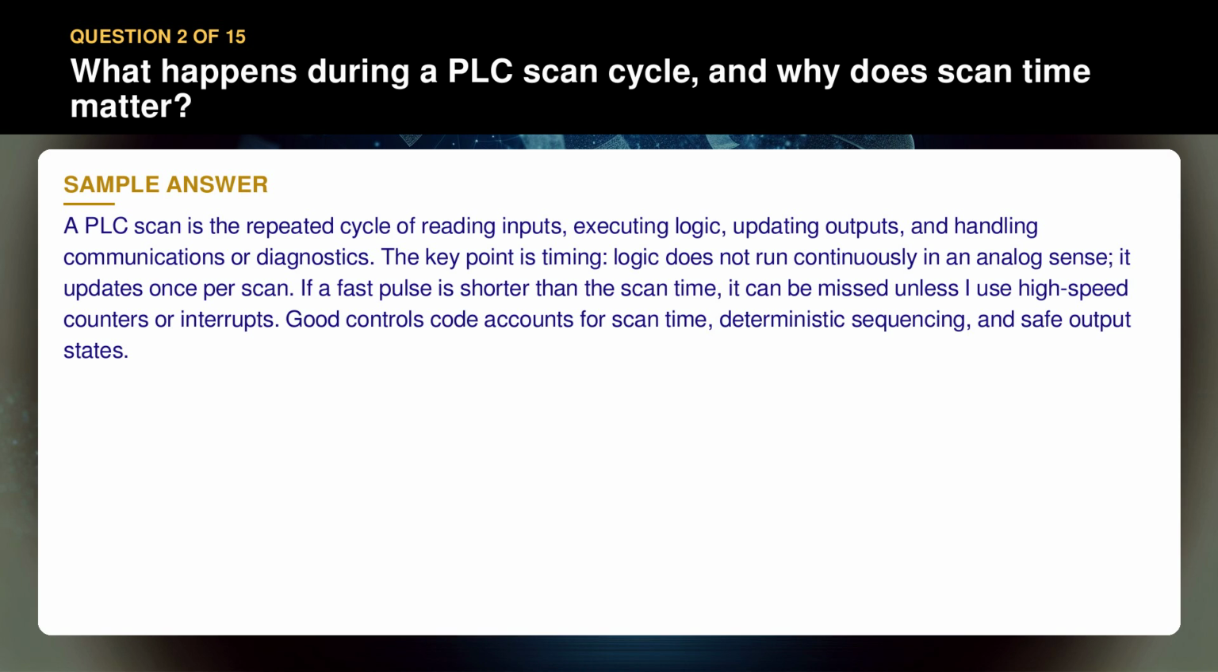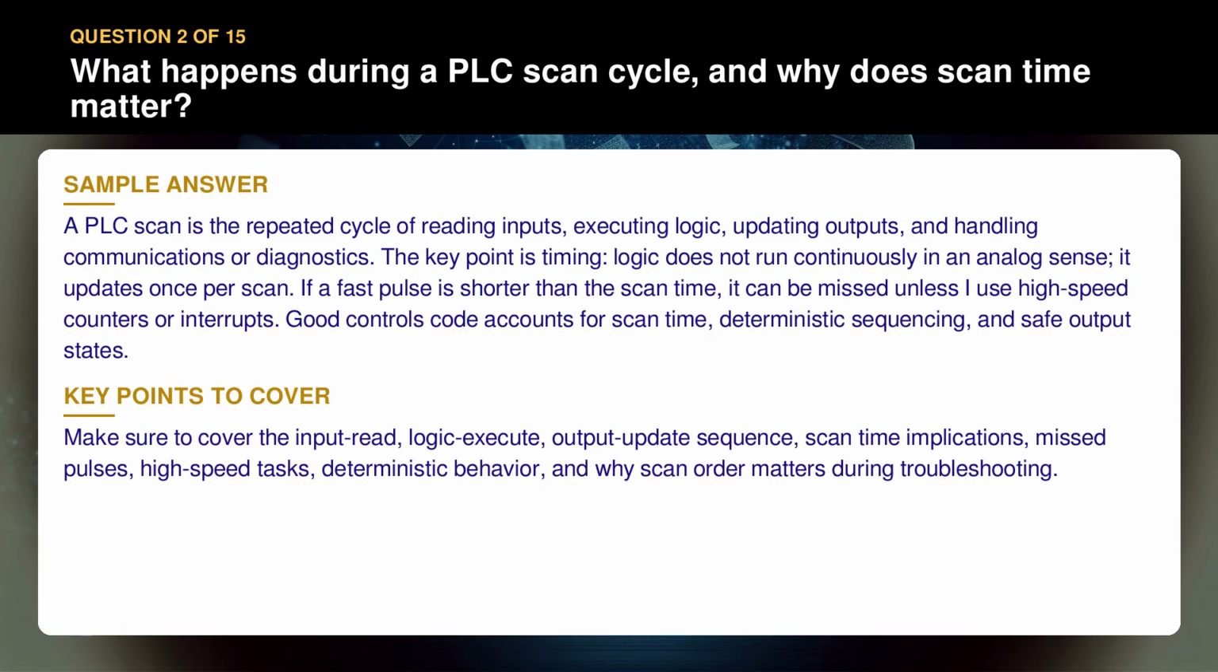If a fast pulse is shorter than the scan time, it can be missed unless I use high-speed counters or interrupts. Good controls code accounts for scan time, deterministic sequencing, and safe output states. Make sure to cover the input read, logic execute, output update sequence, scan time implications, missed pulses, high-speed tasks, deterministic behavior, and why scan order matters during troubleshooting.